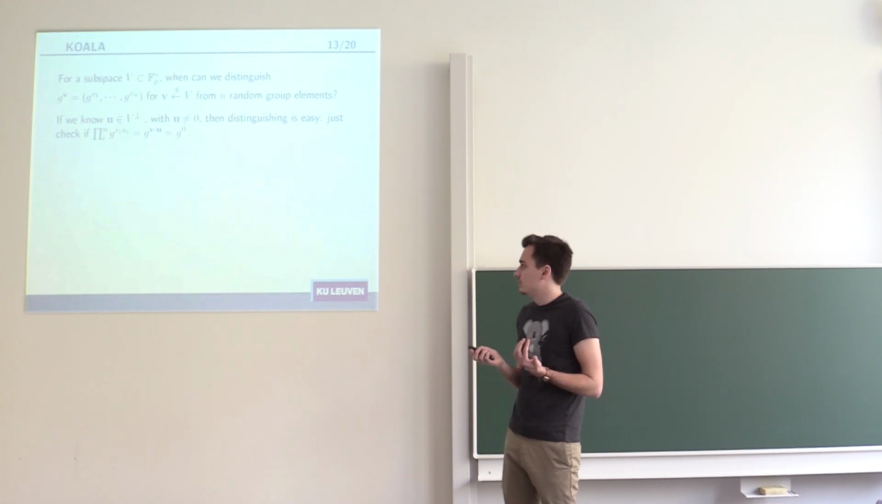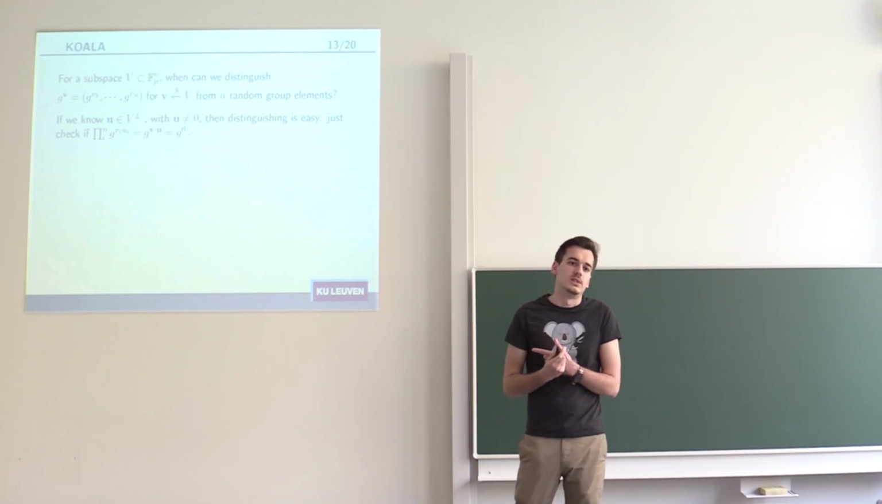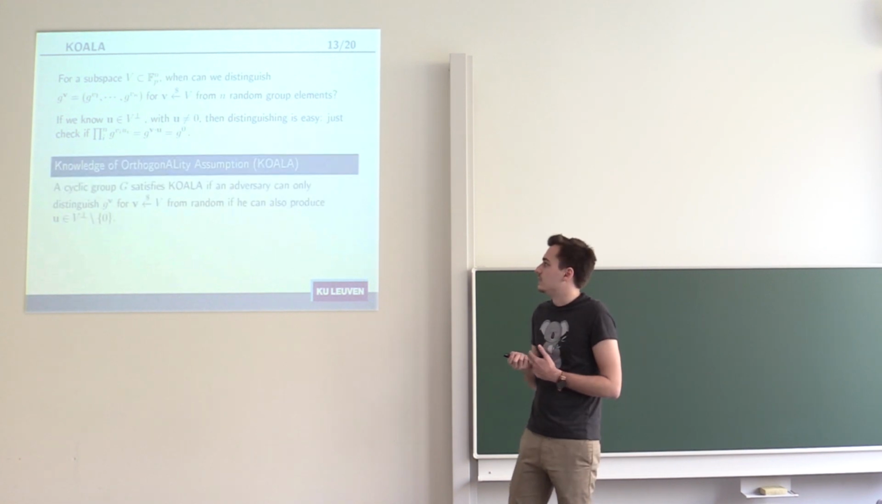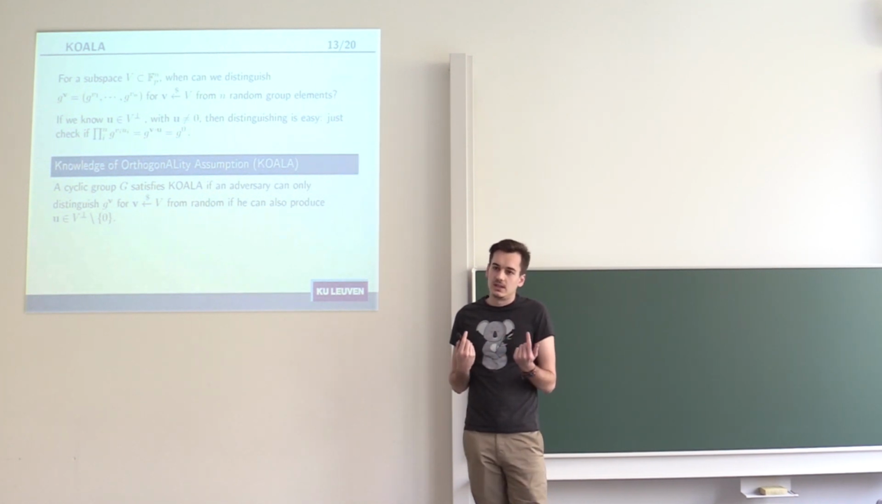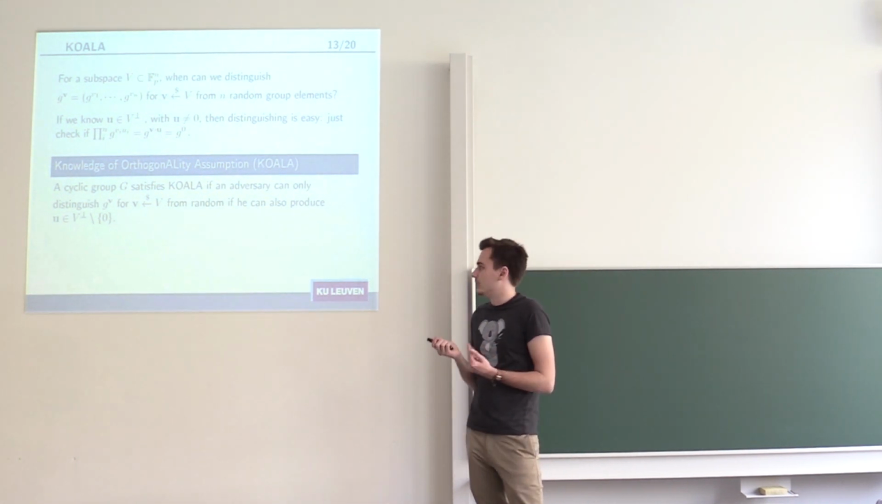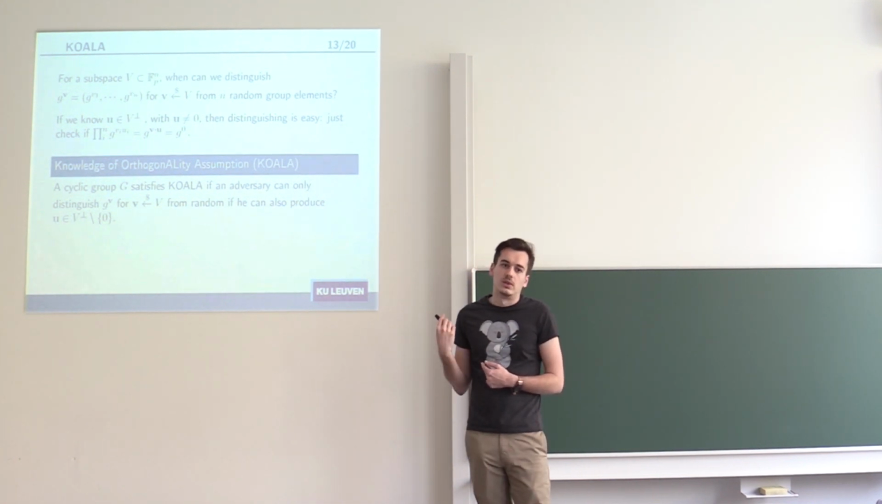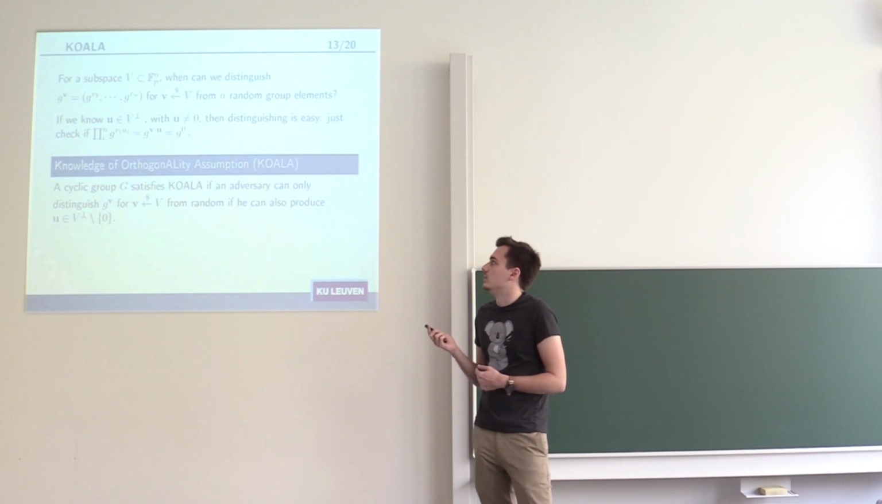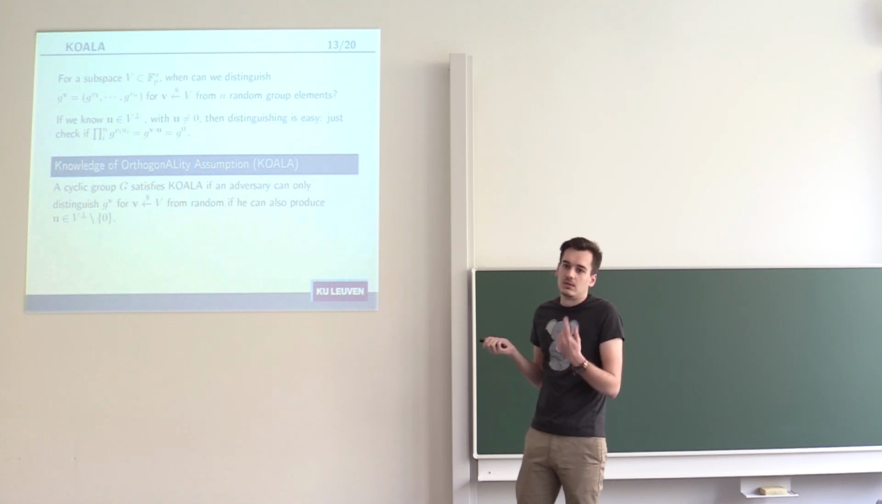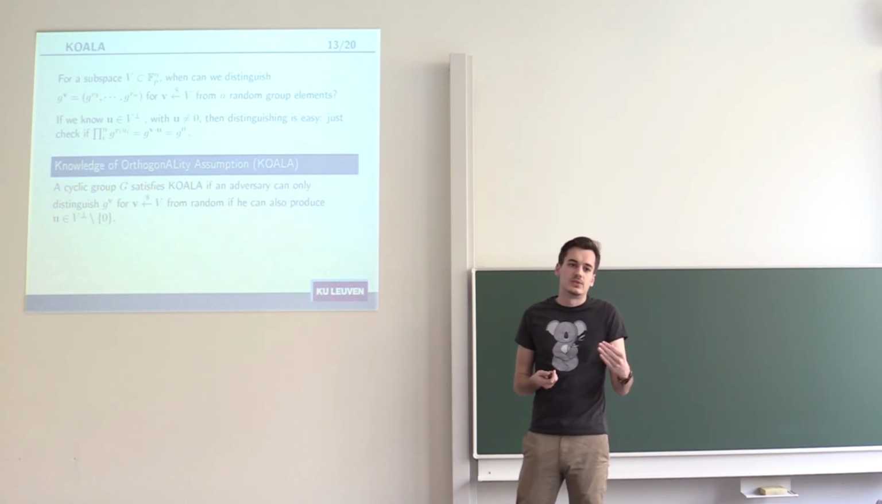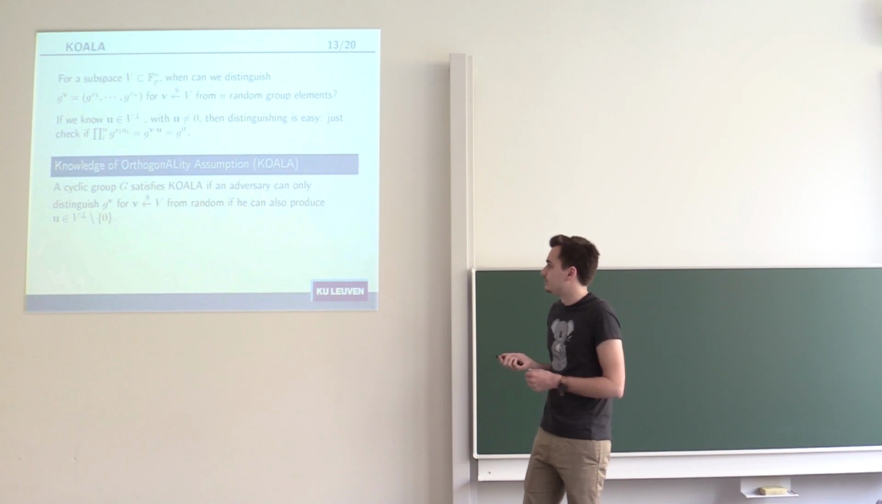Okay, and now our assumption basically says that this is the only way to distinguish. It says that a cyclic group satisfies our assumption if an adversary can only distinguish if it can also produce a non-zero vector that's orthogonal to our vector space. It doesn't have to know the vector space, but there is some extractor that can produce a vector that's orthogonal.